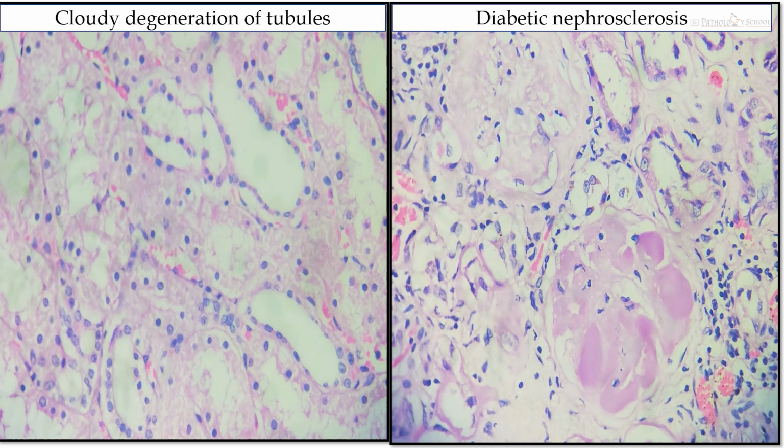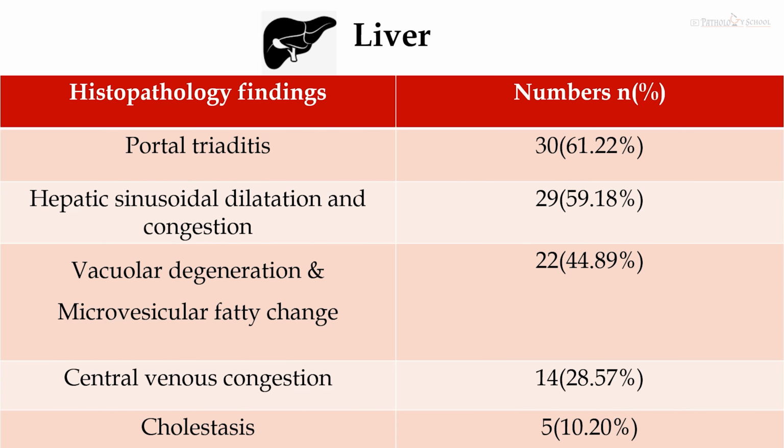This is a microphotograph of the renal tissue showing cloudy degeneration of the tubules. This microphotograph shows the glomerulus which is sclerosed, and this is an ovoid eosinophilic nodule seen in the mesangium, which denotes diabetic nephrosclerosis.